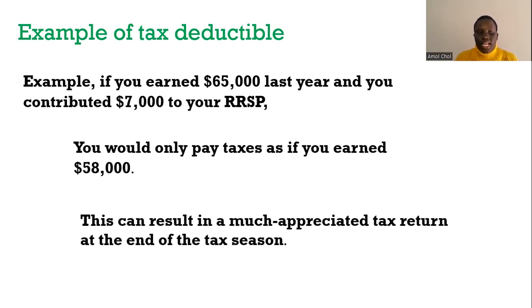In this case, your taxable income falls to 58,000. You will only be taxed on 58,000 that year, because your taxable income has been reduced by the 7,000 that you contributed to your RRSP. So this results in a much appreciated tax return, and that year you get more cash from the government for contributing to your RRSP. And again, you are in a lower tax bracket, so that is the benefit of the tax deductible contribution.